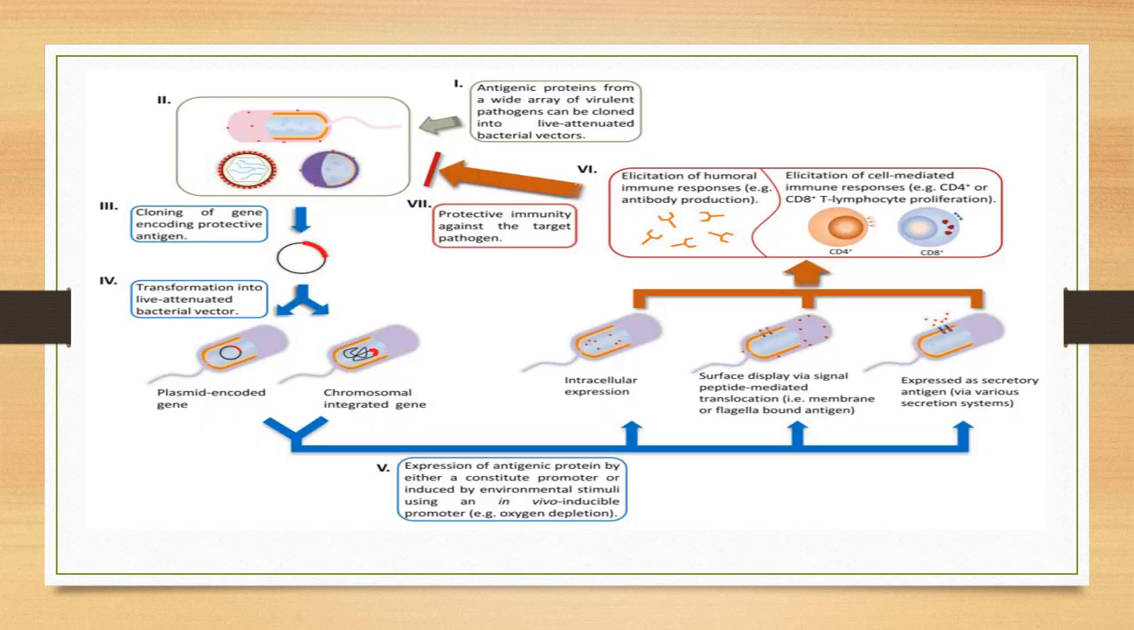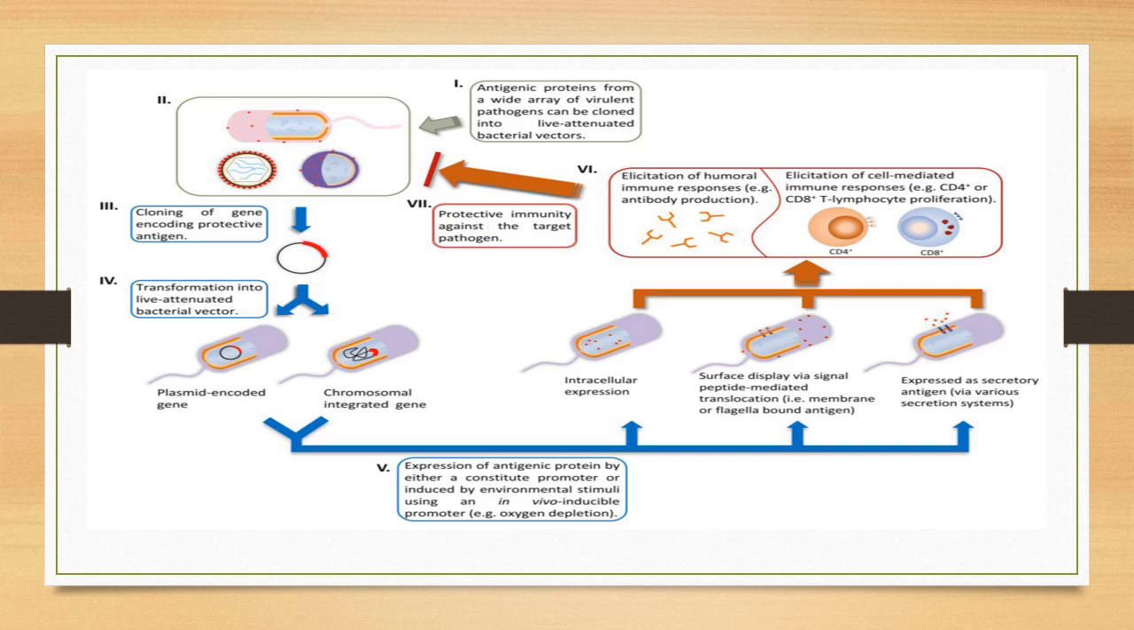So here is an image which shows a clearer explanation of how a live attenuated vaccine is prepared. First of all, antigenic proteins from a wide array of virulent pathogens can be cloned into a live attenuated bacterial vector. So we take the antigenic protein, which is able to cause disease, and that protein comes from a virulent pathogen, so it can be cloned into the live attenuated vector.